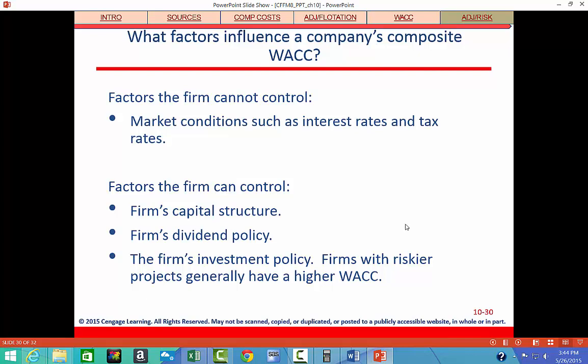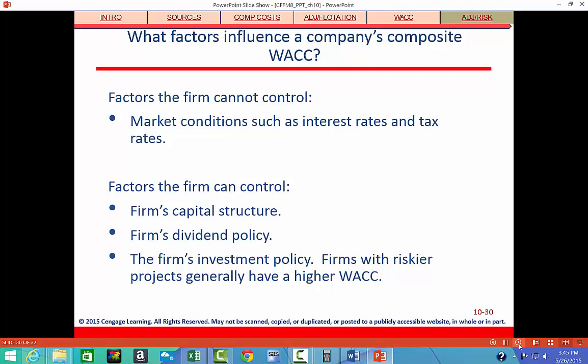They could change their dividend policy. They could keep more in, not pay out as much in dividends. And then also they could change their investment policy. They could stop taking on the riskier projects and take on safer projects, and that would reduce their overall weighted average cost of capital.